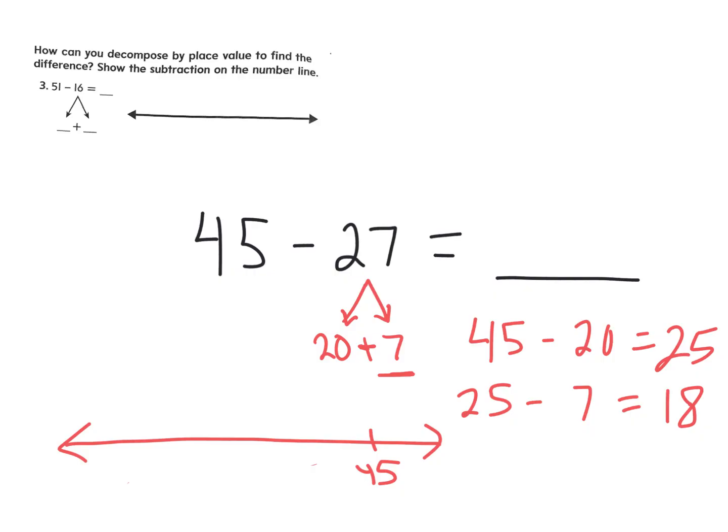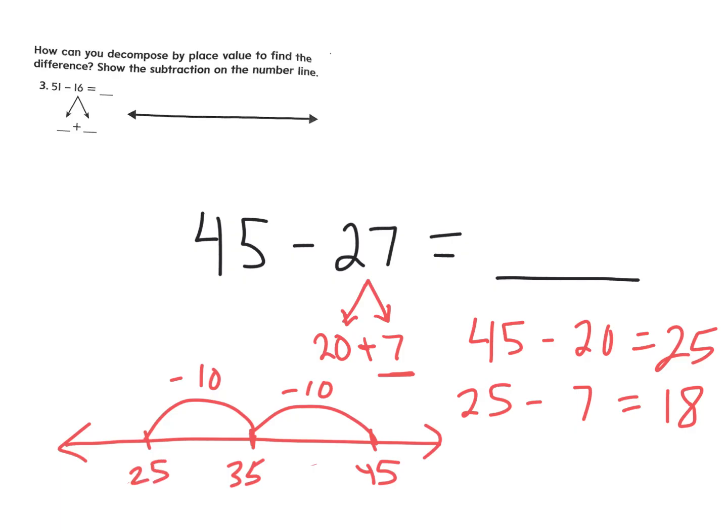So if we're jumping by place value, because that's kind of the easiest way to do this, I'm going to jump 10 first, and that gets me to 35. And then I'm going to jump another 10, which gets me to 25. So I've now jumped 20 back.